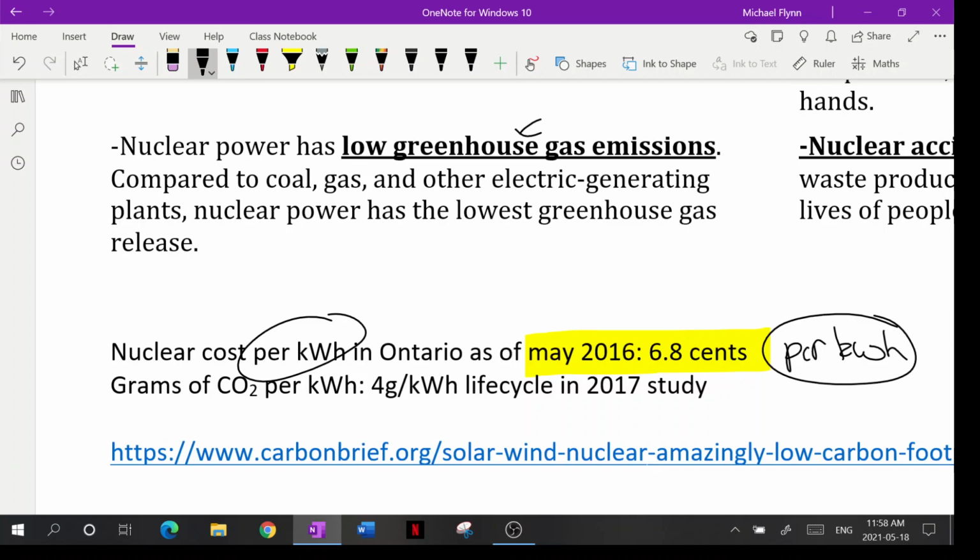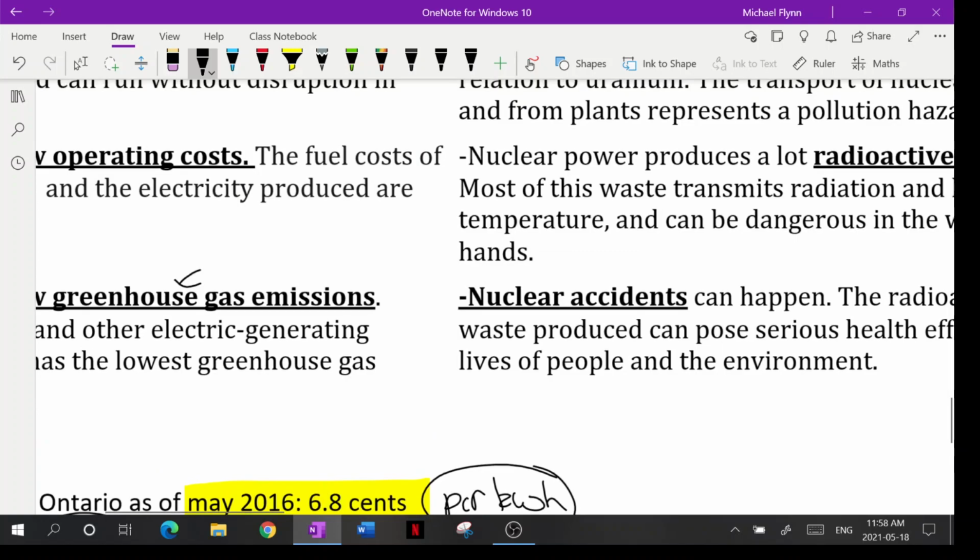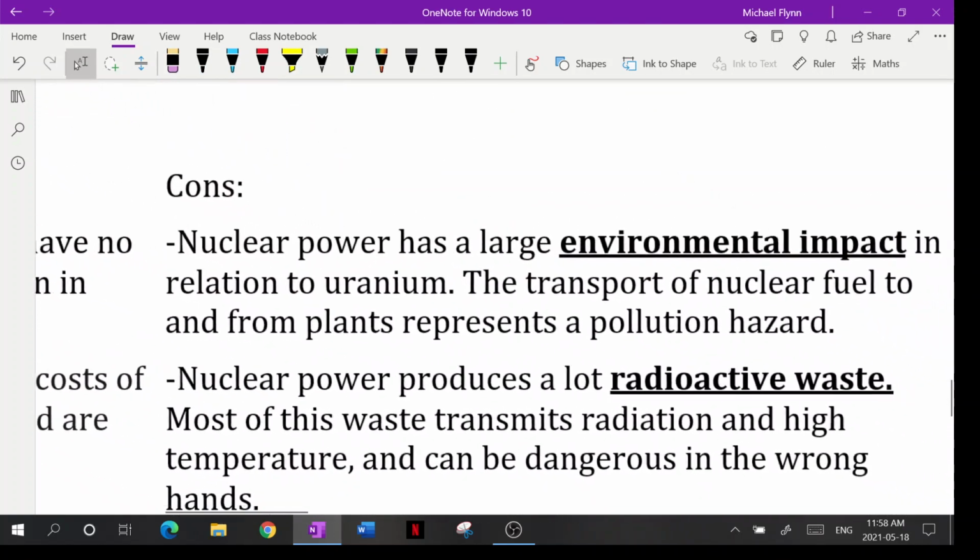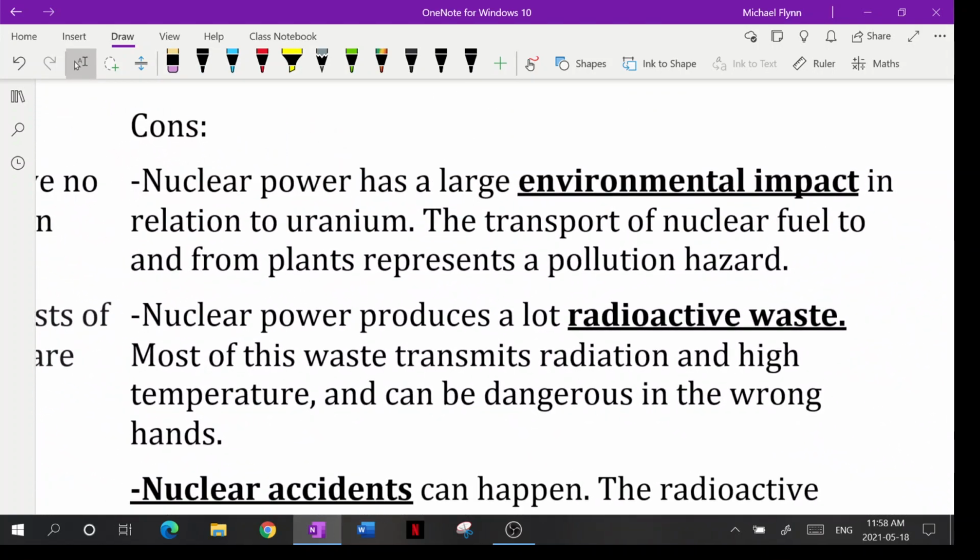That's pretty good. She added this: 2 grams of carbon dioxide per kilowatt hour, 4 grams per kilowatt hour in a 2017 study. So interesting. Now, what about the cons? Nuclear power does have some cons, as you can imagine.